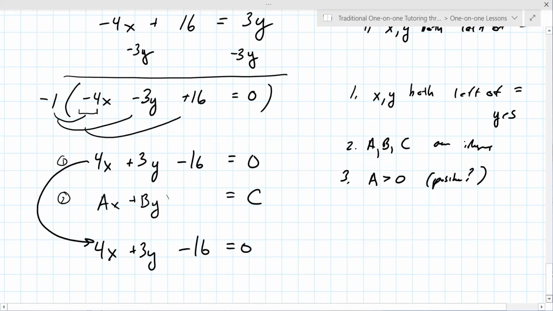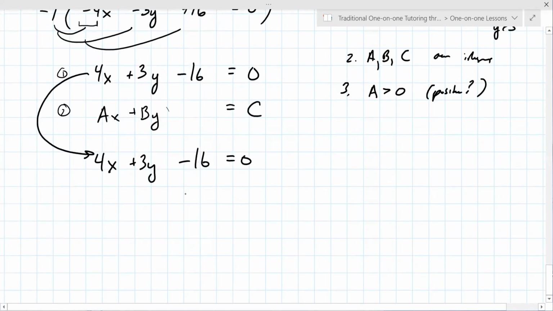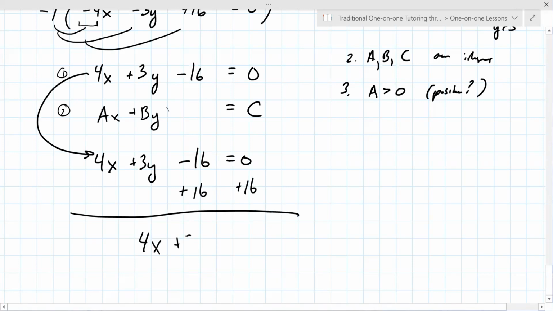How do we undo subtraction by 16? Can you help me? You would add 16 to both sides. Add 16. 4x plus 3y equals 16. Wow, that is a tough one.